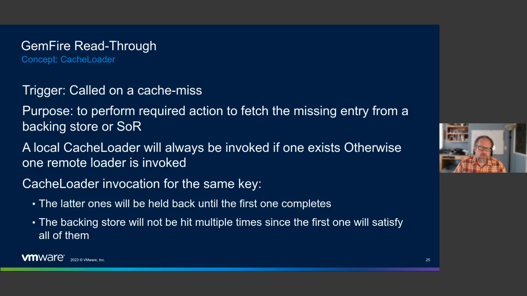So let's go through and talk about that read-through. So with the read-through, the trigger is called on a cache miss, right? So we have this concept called a cache loader. So the cache loader gets called on a cache miss, right? So if I'm doing a get and I have a miss, this is where the cache loader gets called. A local cache loader will be invoked. Otherwise, it'll use a remote one. So this is just saying, hey, we'll make it easy on you. You don't have to think about deployments.